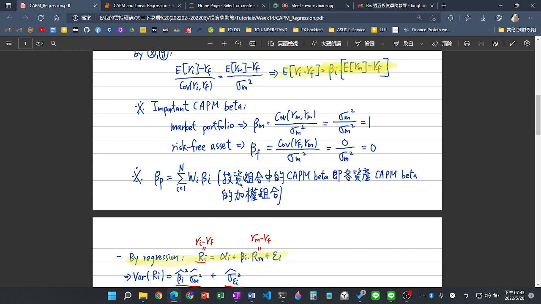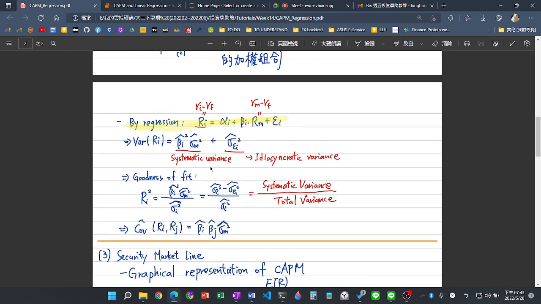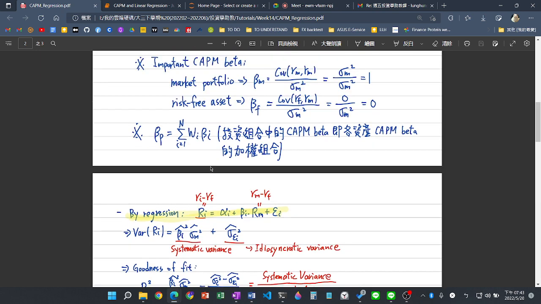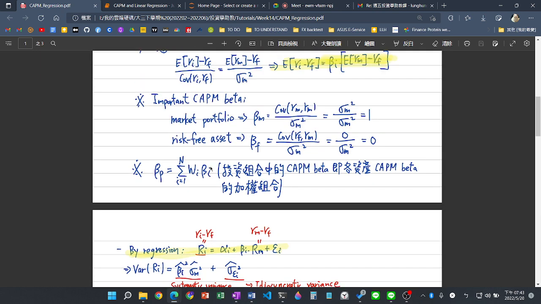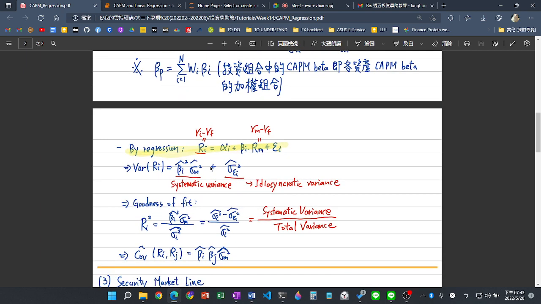And the next one is just a simple calculation that states the CAPM alpha and beta of a particular portfolio P will be the weighted sum of the betas of all the stocks in the portfolio. Okay, now we have introduced how we derive the CAPM alpha and beta, and some statistical introductions. Now we can have this regression here.